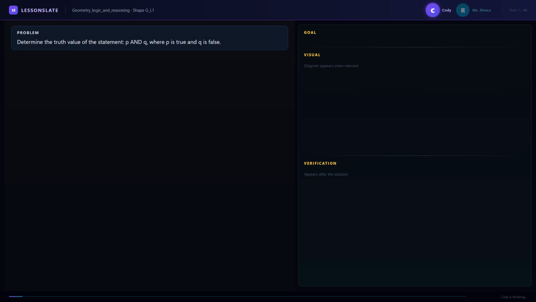Ms. Rivera, I'm looking at this problem about determining a truth value, and my gut tells me it should be false, but I can't explain why or show any work for it. The problem is, determine the truth value of the statement, P and Q, where P is true and Q is false. I'm just not sure how to approach it formally.